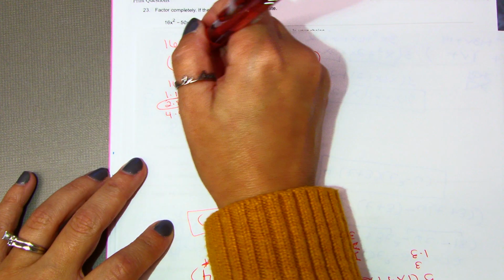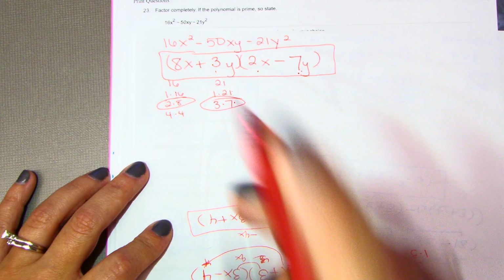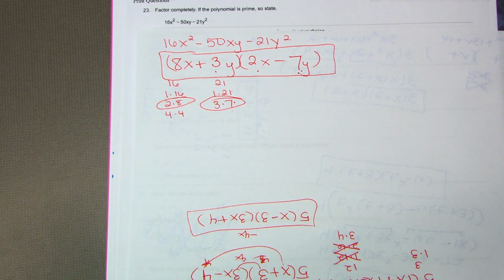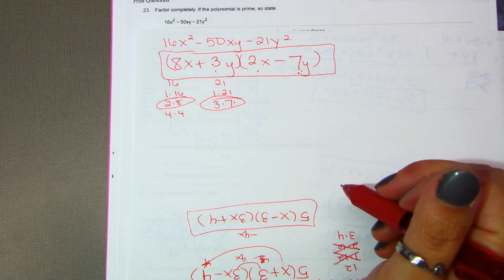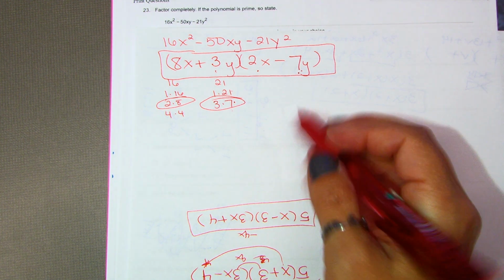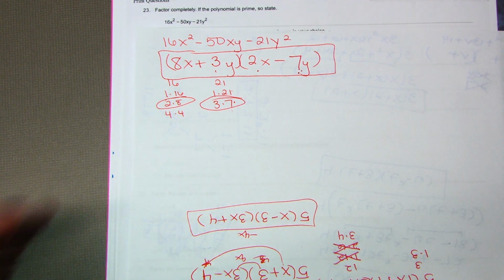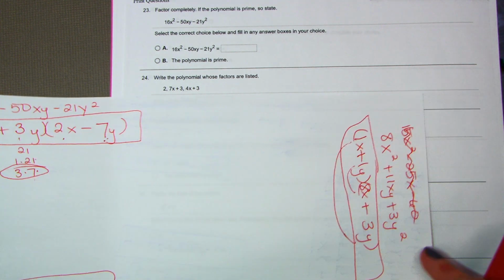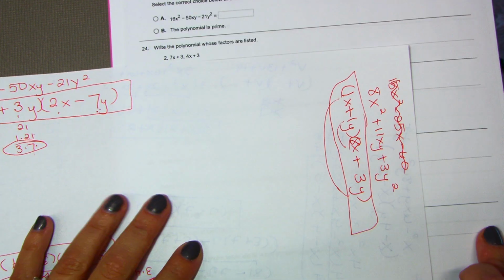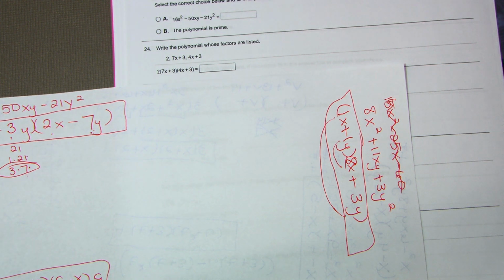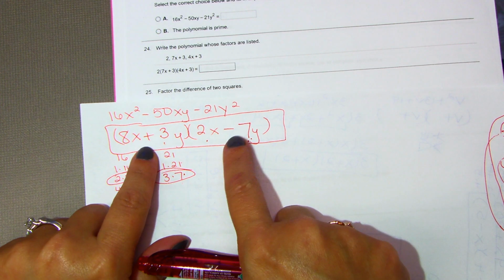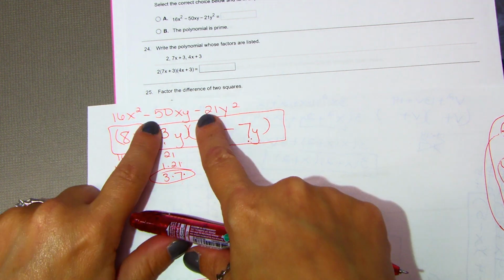Write the polynomial whose factors are listed. Okay, so this one, it's kind of like they're giving us the answer, and they want us to work back up to the polynomial part. So it tells us our factors are 2, 7x plus 3, and 4x plus 3. And look at that, right there next to the answer box, they even write it in the way that we would need it to be in order for us to approach it. So I'm going to do 2, 7x plus 3, 4x plus 3.